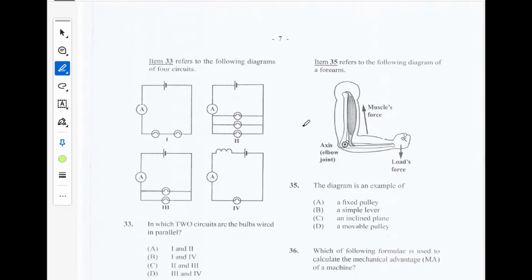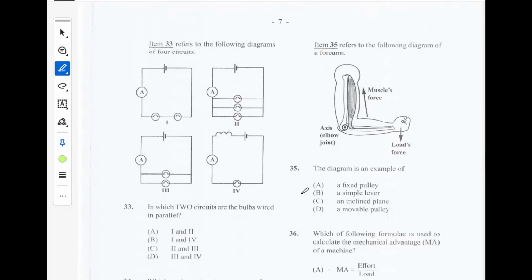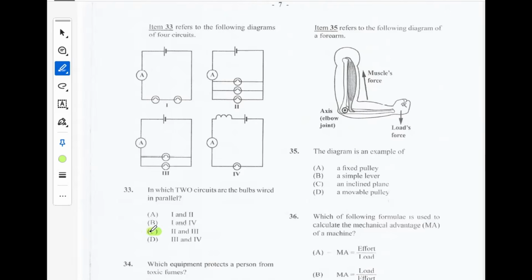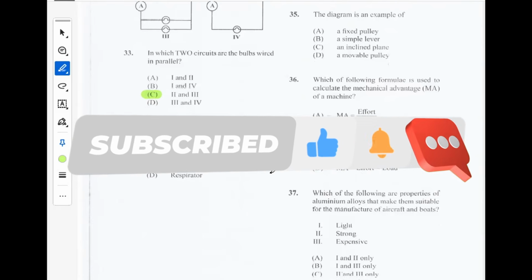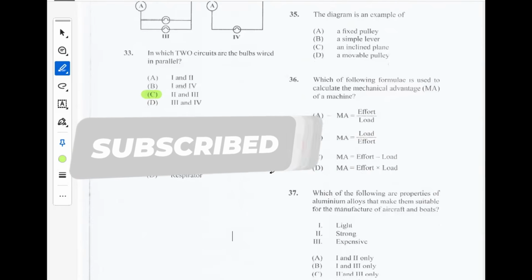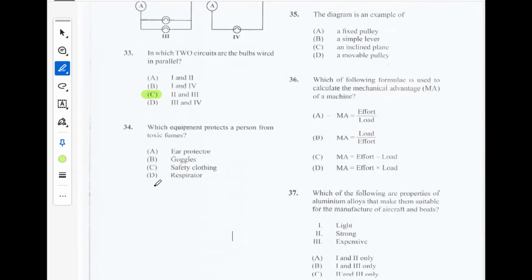Question 33 refers to the following diagram of 4 circuits, in which 2 circuits are the bulbs wired in parallel. And you're looking for parallel lines, so it's 2 and 3. Is there one with 2 and 3? Yes, C. 34. Which equipment protects a person from toxic fumes? We have a respirator. The ear protector protects the ear, goggles protect the eye, safety clothing protects the body.